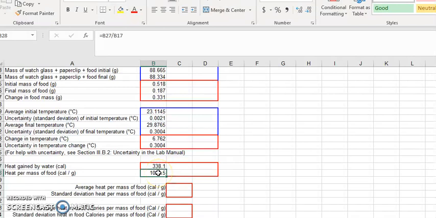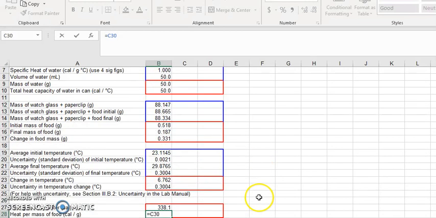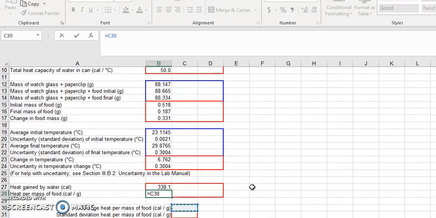Okay, so my mistake in this cell B28, you actually need to divide by the change in the food mass. So this is how much of the marshmallow actually burned. And so when you go to B28, it should be B27 divided by B17. So then you will put in, oops, hold on.